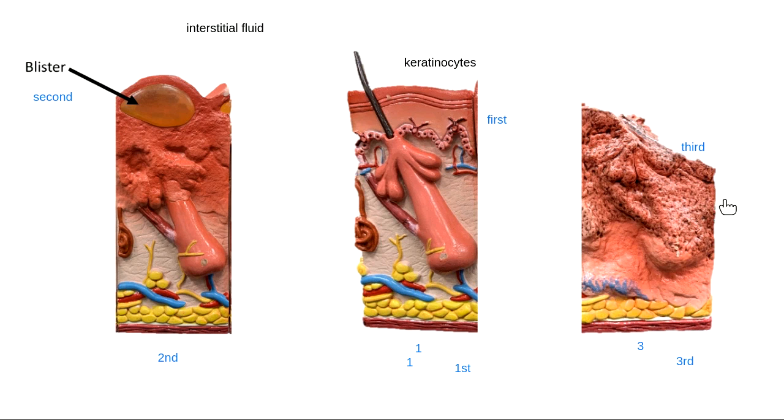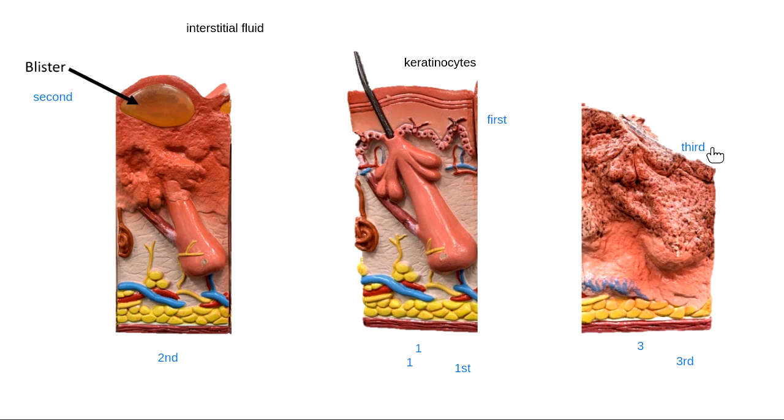Hey, third degree burns, when they first happen, most of the time, the site of the third degree burn is painless. It doesn't hurt at the site of the third degree burn. Any guesses why at the site of a third degree burn, it doesn't hurt? Yeah, exactly right.